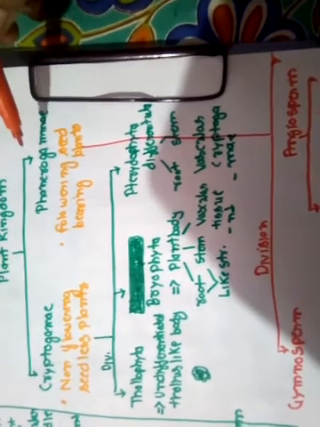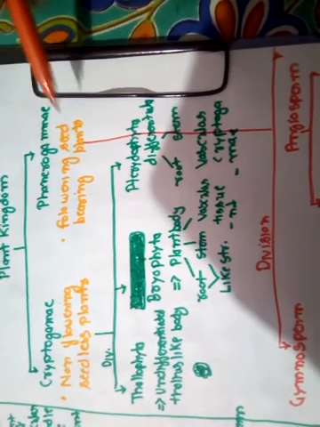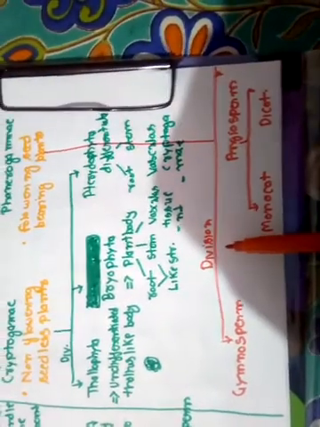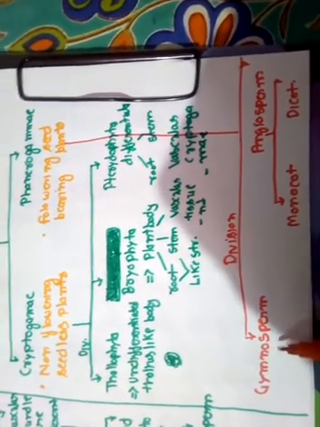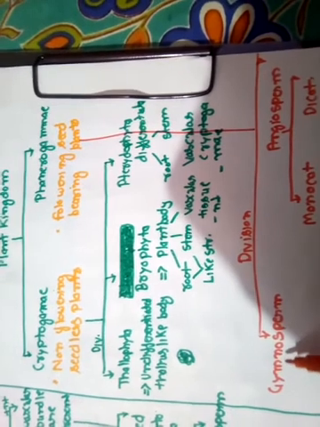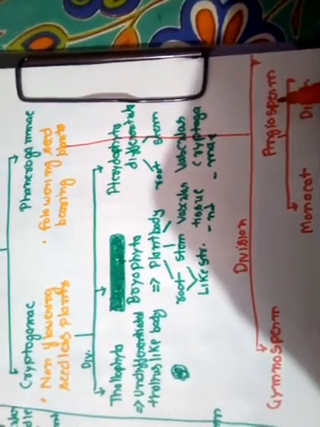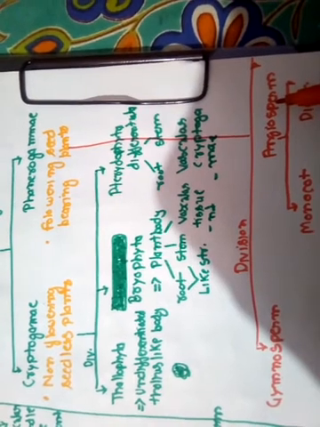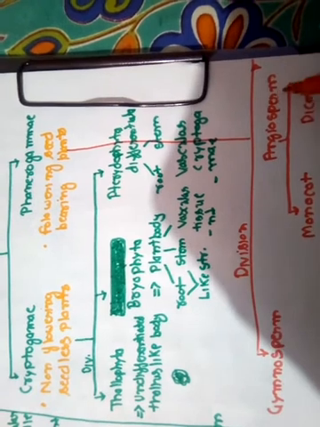Now come to the second subkingdom, that is the Phanerogam, that include the flowering and seed bearing plant. Now this subkingdom is divided into two divisions depending upon the type of seed they are having. If the seeds are naked, so those plants are included under the division Gymnosperms, and if the seeds are covered, they are covered inside the fruit, inside the ovary, so they are included under division Angiosperms.